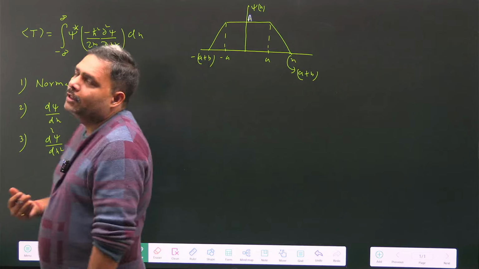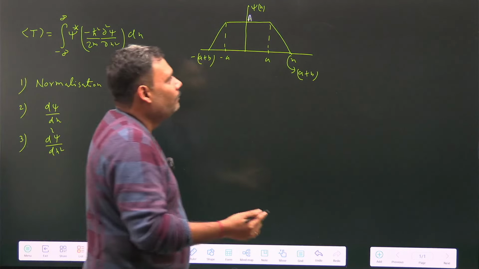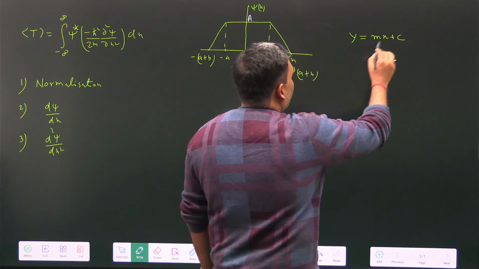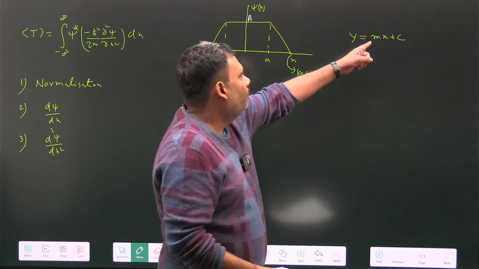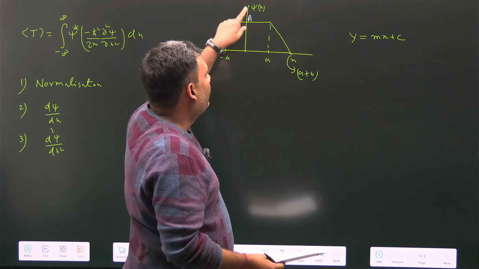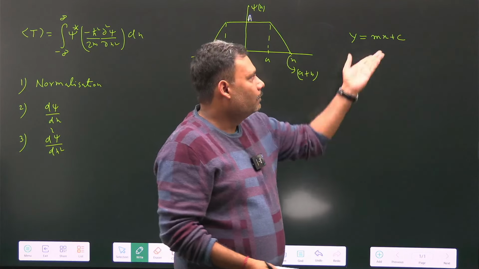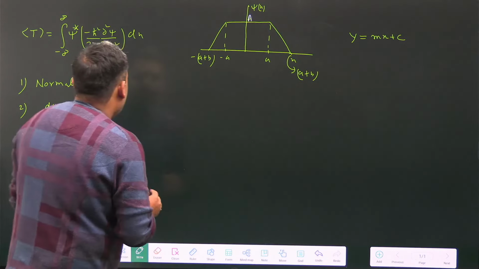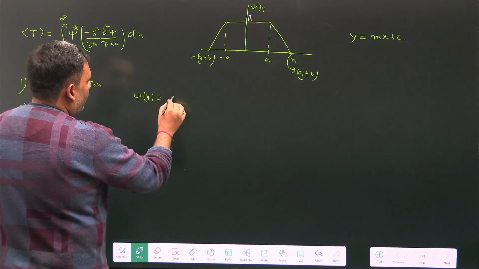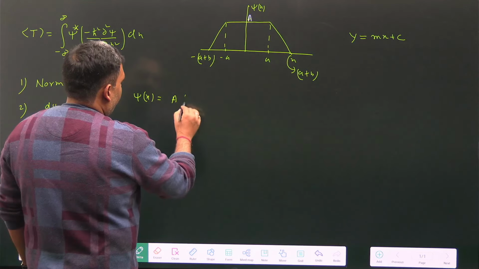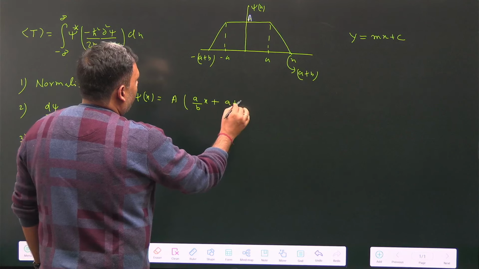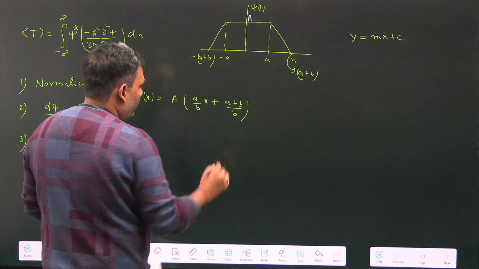We can use the concept of a straight line, and we know that a straight line can be written in the form y equals mx plus c. We can find m for this part as A by b, for the other part it is minus A by b, and the intercept will be A times (a plus b) by b. You can easily calculate this. So what will be my psi x?